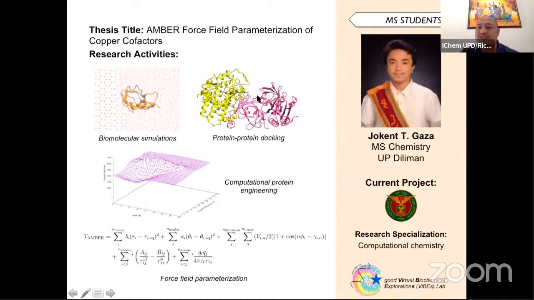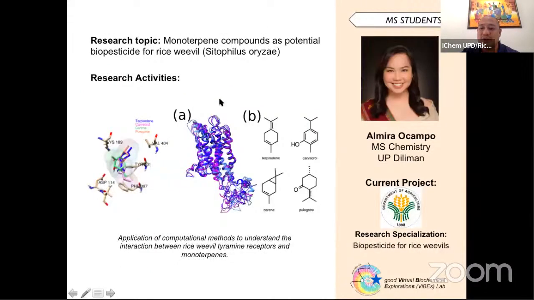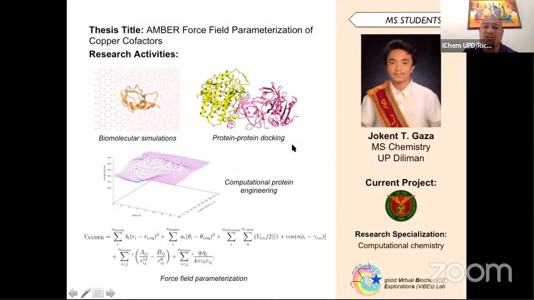So when SARS-CoV-2 enters our body and goes to ACE2, basically what you are looking at is a protein-protein interaction. So Jokent knows that too. So he will give a short talk later after this one.